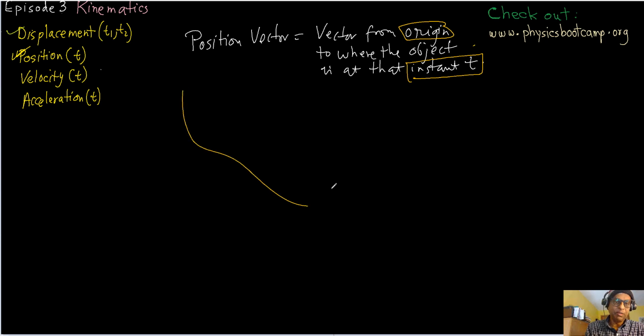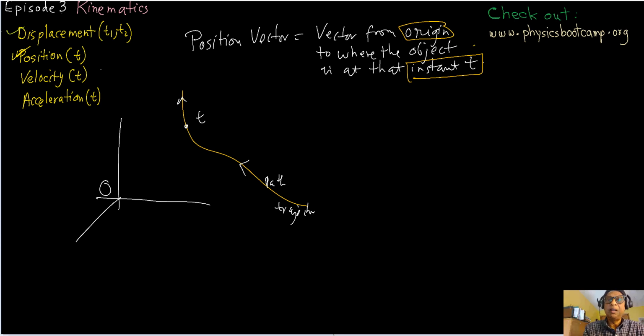So here is an object maybe moving like that, and you picked a coordinate system like that, and this is your origin, and at some time t it's over here, and of course it's moving around, so it used to be here. It could be standing there forever, but if it's moving, say this is the path, also called the trajectory. So at different times it's in a different place if it's moving.